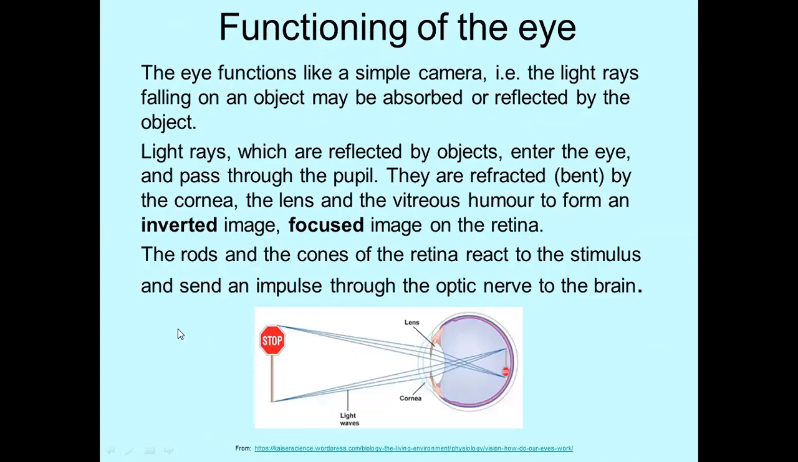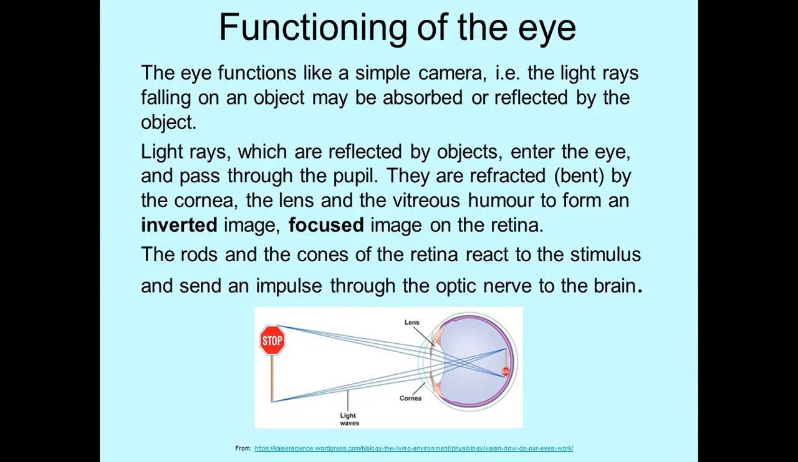So, in terms of the functioning of the eye, it functions like a very simple camera. So, light rays fall on an object. Let's say, for example, I have in front of me an apple. There are light rays that fall on that apple. Two things can happen to those light rays. They can be absorbed by the apple, and some of them are. Certain wavelengths of light are absorbed by that apple. Certain wavelengths of light are not absorbed by the apple, and they are reflected back into the air.